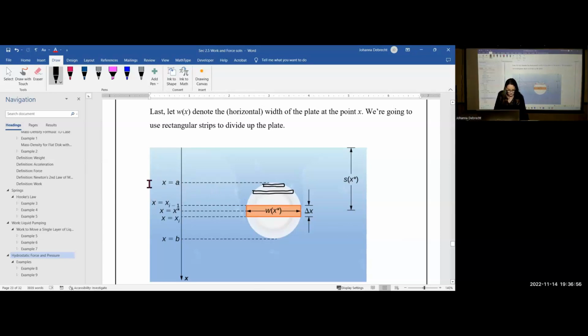You'll also notice over here, the plate itself is extending from x equals a right here down to x equals b. So that is, I guess you'd call it, the height of the plate. So in the water, the less deep is at a and the deeper is down here at b. And again, remember that our axis is running down as positive. And so this is x equals 0 up here, and then x gets larger as you move down, right? And you can see that it's got an arrow here on the x-axis.